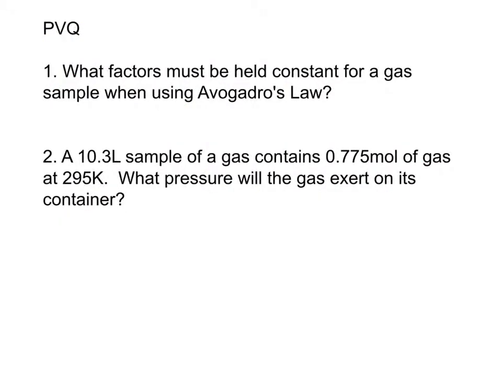Okay, to wrap up this lesson, we have 2 post-video questions for you. Number 1, what factors must be held constant for a gas sample when using Avogadro's law? And then number 2 is an ideal gas problem. So you have a 10.3 liter sample of gas, which contains this many moles of gas at 295 Kelvin, and you're asked to find the pressure. So give that one a try, and we will talk about it next time.